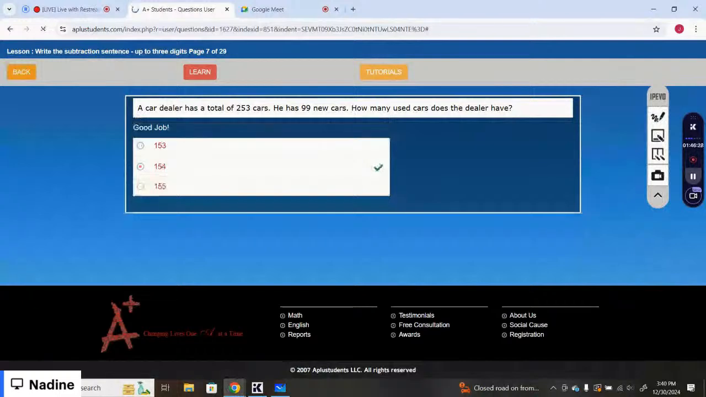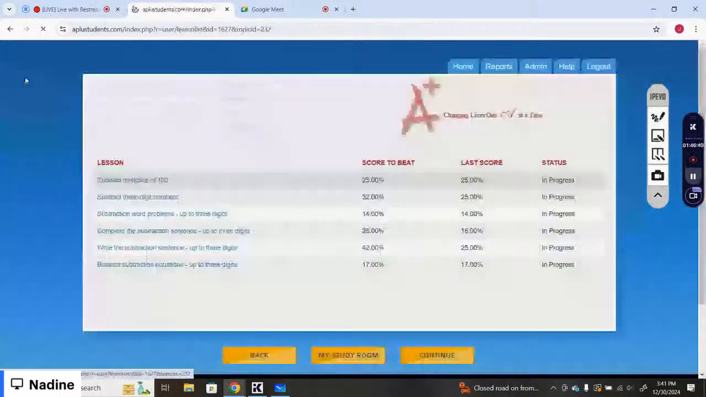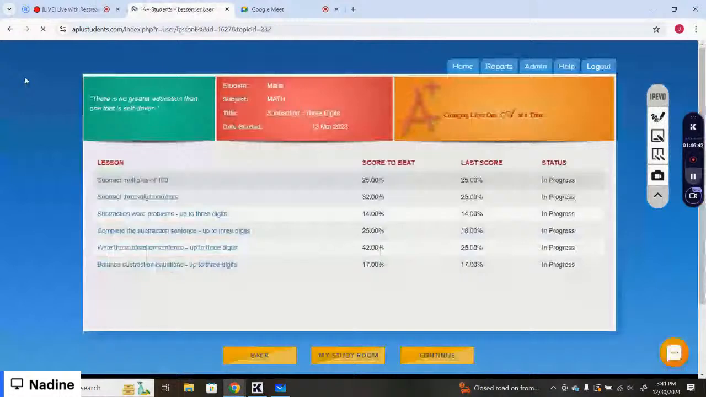Okay, you can complete the lesson by yourself later today. So we were working on grade 2 math. The chapter we were working on is subtraction, three digits, and the lessons we have covered today are subtract multiples of 100, subtract three digit numbers, complete the subtraction sentences up to three digits, write the subtraction sentences up to three digits.